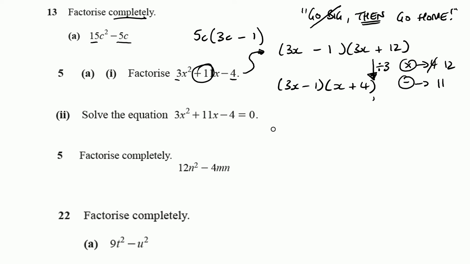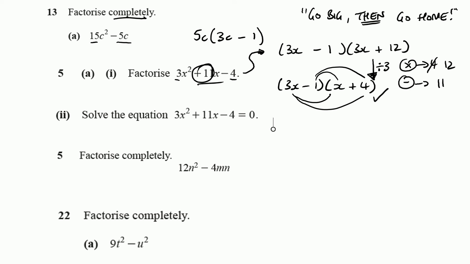And there's my factorization. If you're unsure about any of this, you can always multiply our brackets to check. And in this case, we could see we get our 3x squared over here, plus 12x minus 1x would give us the 11x in the middle, and there's the minus 4 from the minus 1 times 4.